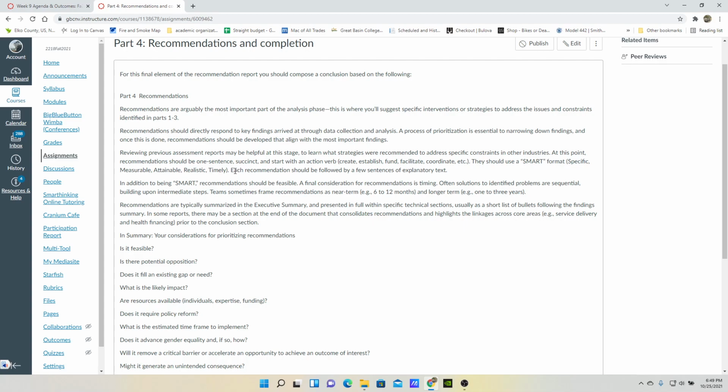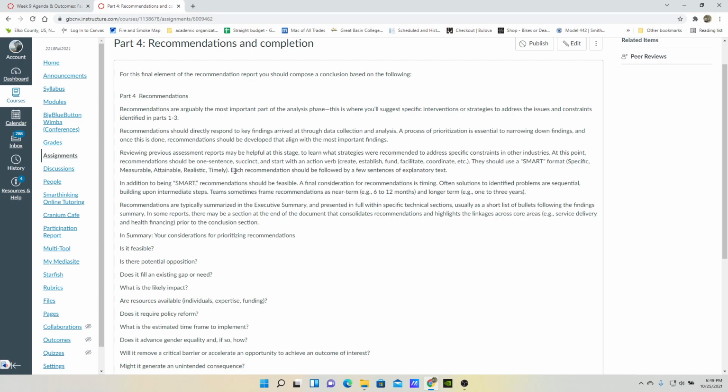Again, if you're talking about putting in a new position at your company, you might look at other positions on Indeed and see what they've done, and just do some research. You may find that there are already recommendations that have been done, and you might find an answer that works. That is a finding for you to learn, and it will help you learn what strategies have been recommended in the past to address specific constraints in other industries.